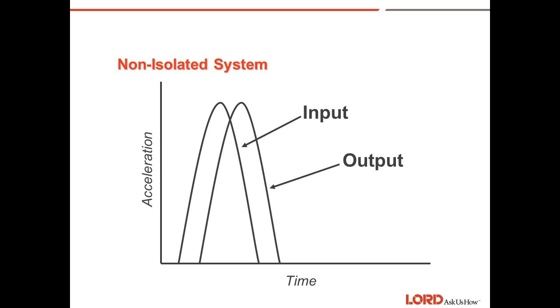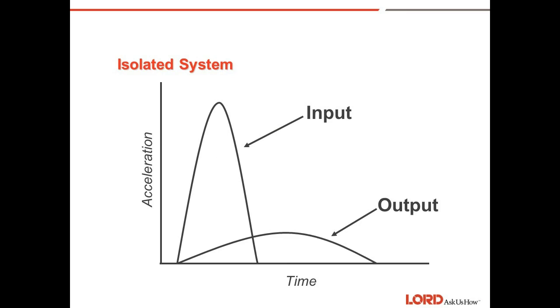Non-isolated systems. In an unisolated system, there is no shock mitigation between the outside environment and the device. In an unisolated system, the peak acceleration is approximately equal to the peak acceleration of the equipment. Therefore, your input is exactly the same as the output. The area under the curve is the same for the input and output.